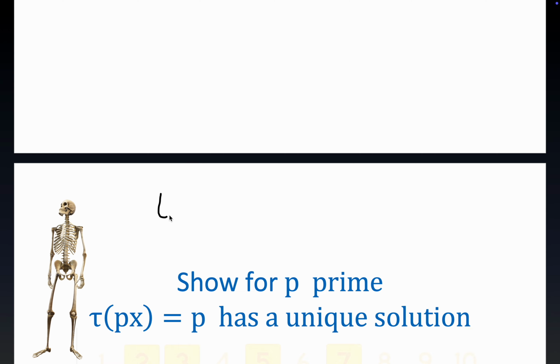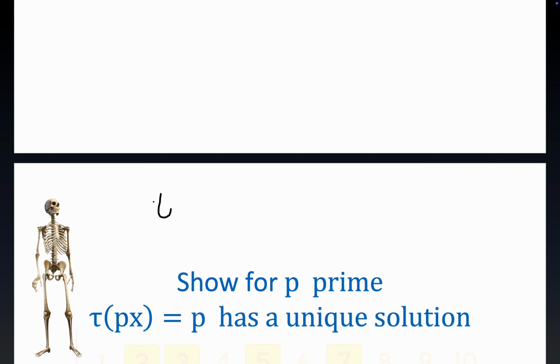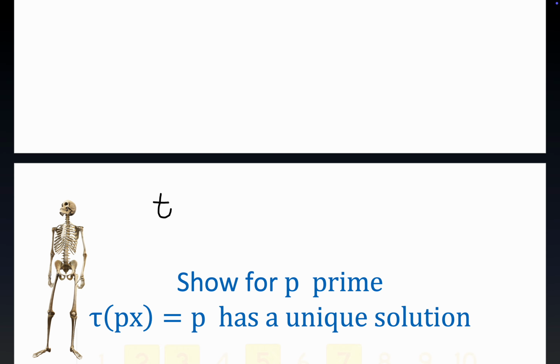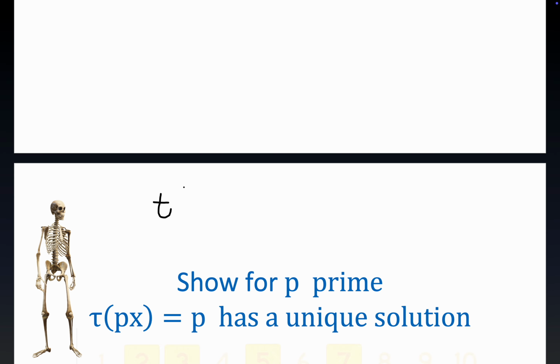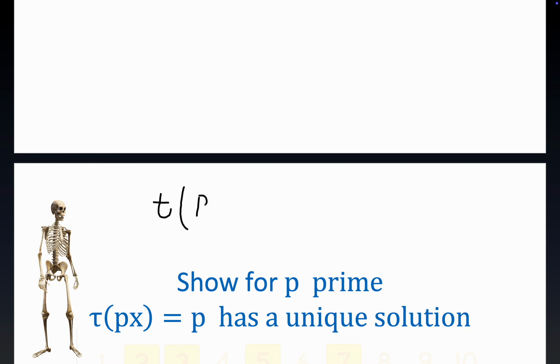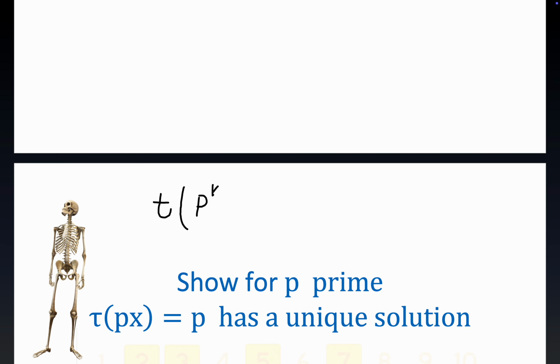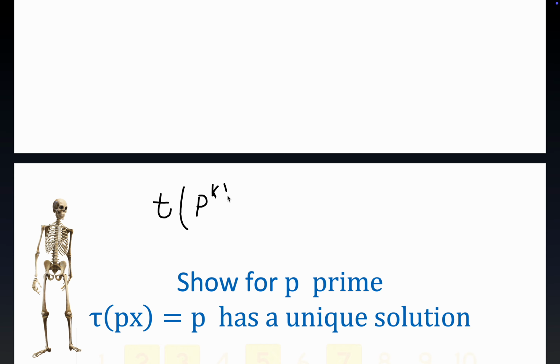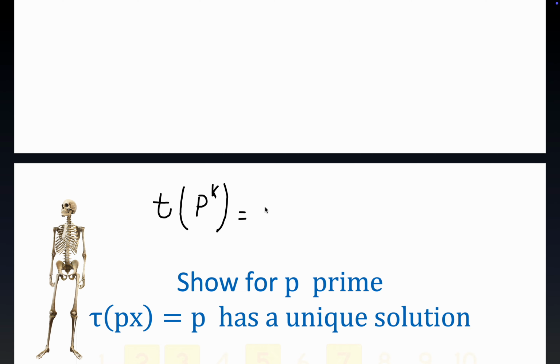Hey everybody, tonight we're solving a tau equation, and the tau function just counts all the divisors of an integer. The type of integer we're interested in tonight is a prime number raised to a natural number power. I'm going to go ahead and write the answer and then show you why. It's equal to k plus 1. This is a k.